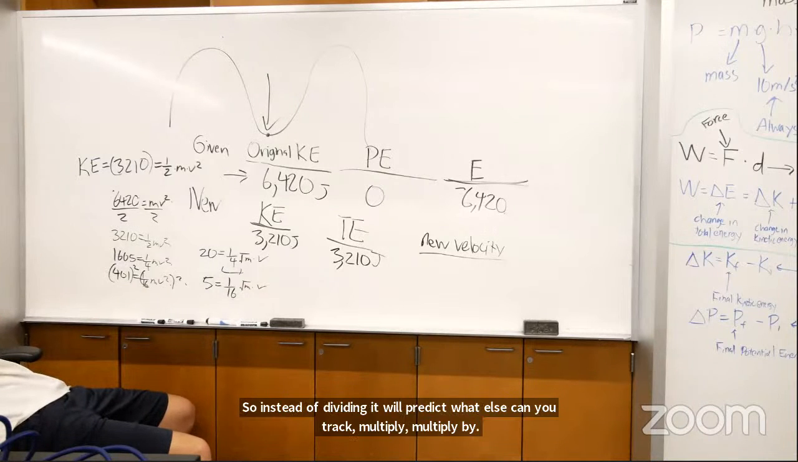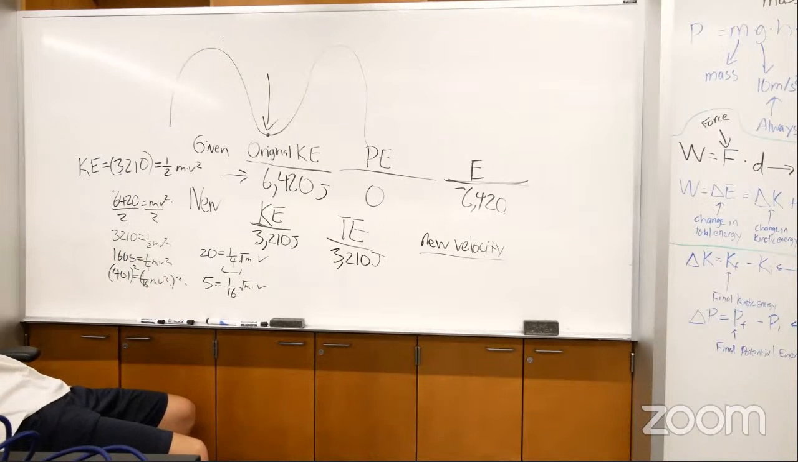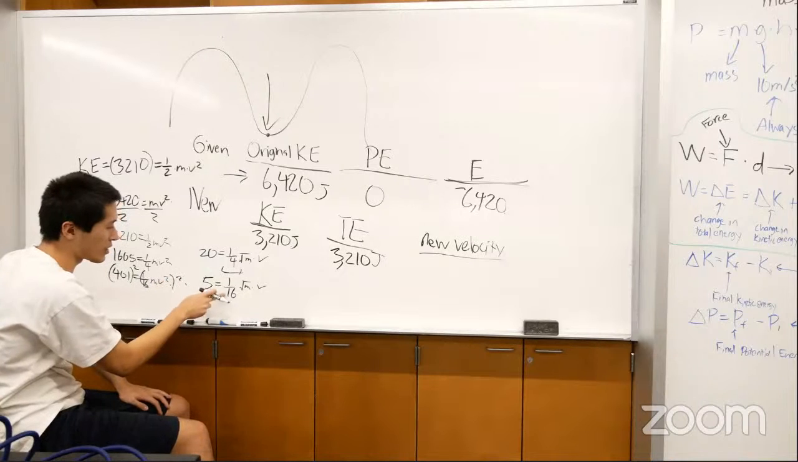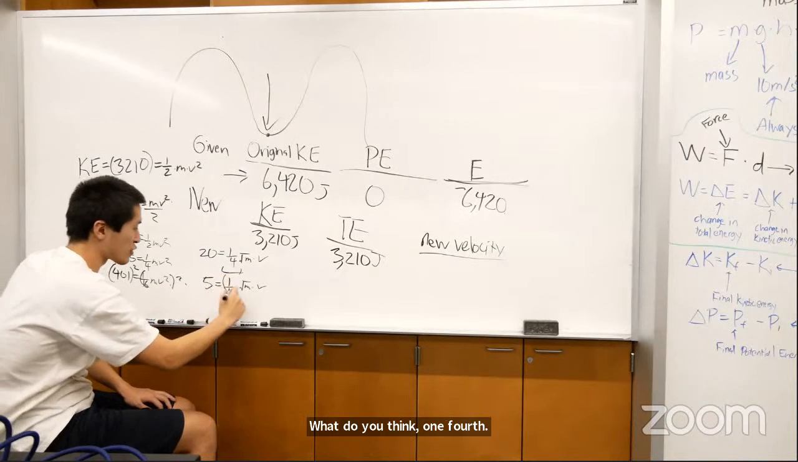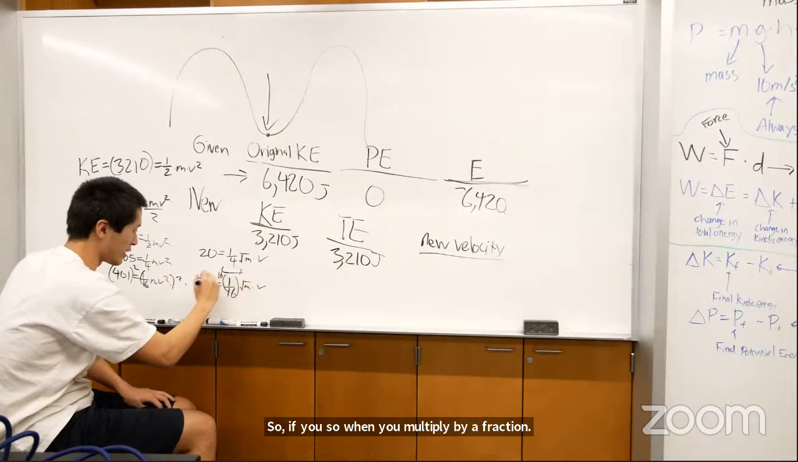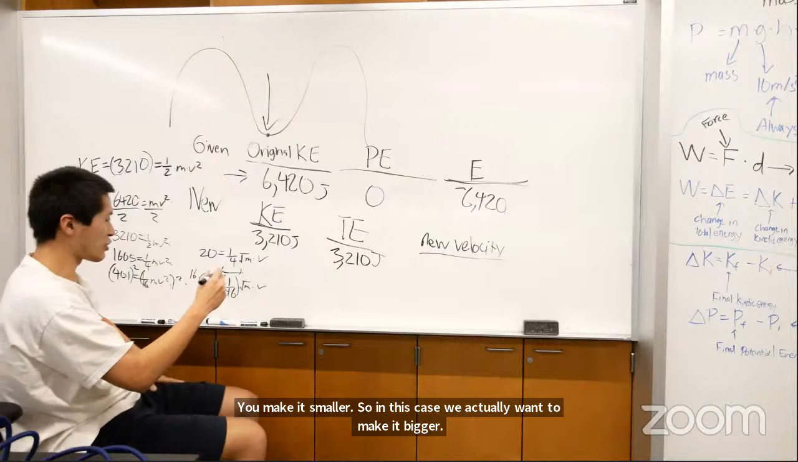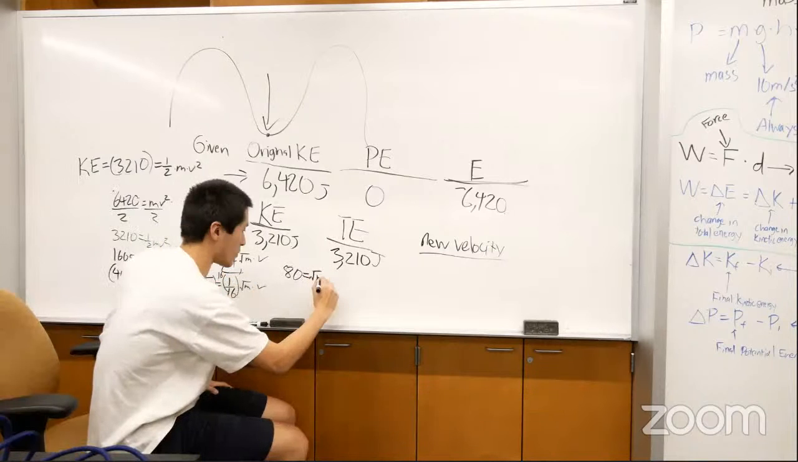So when you multiply by a fraction, you make it smaller. In this case, we actually want to make it bigger. If you want to get rid of the thing on the bottom here, Giorgio, you can multiply by this number on the top. So if you want to get rid of this 1/16, you just multiply both sides by 16, not 1/16. So if we do that, we get 80 is equal to the square root of m times v.